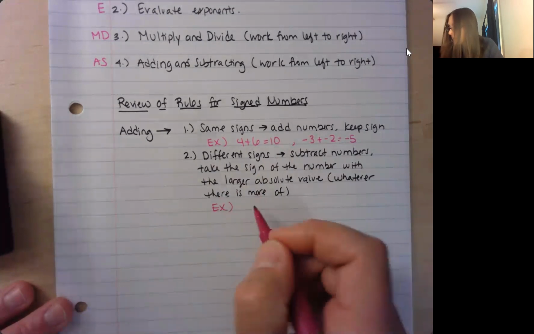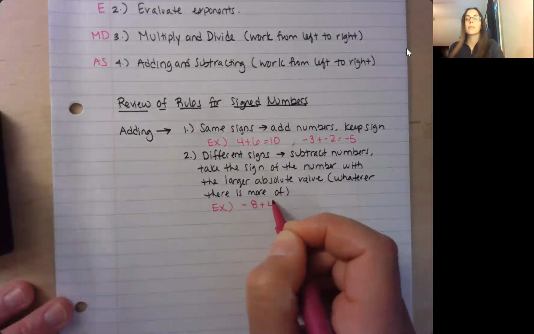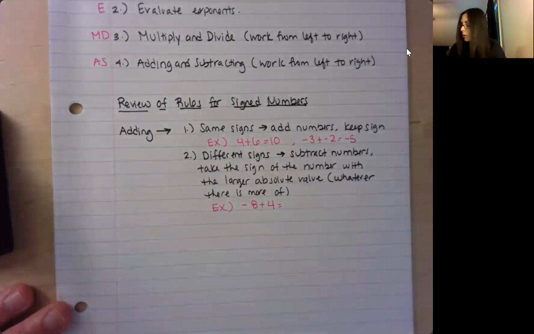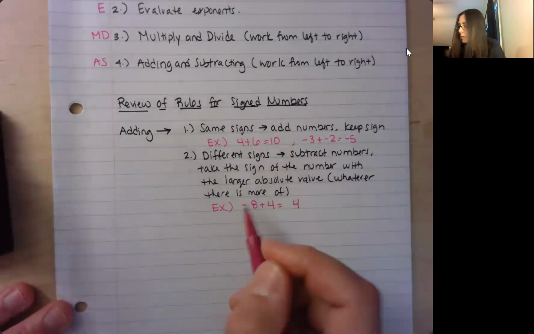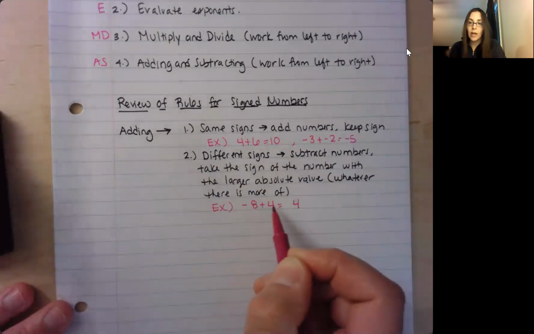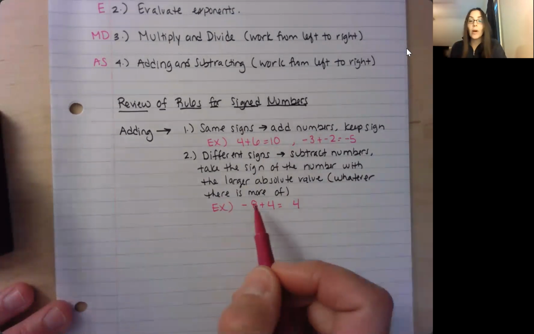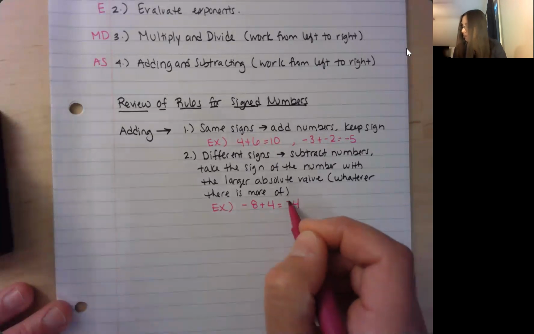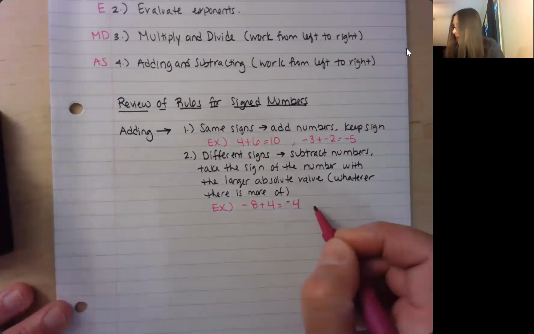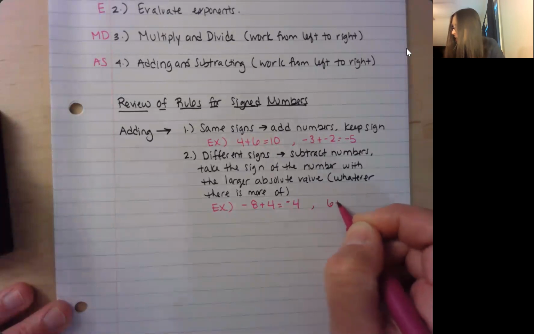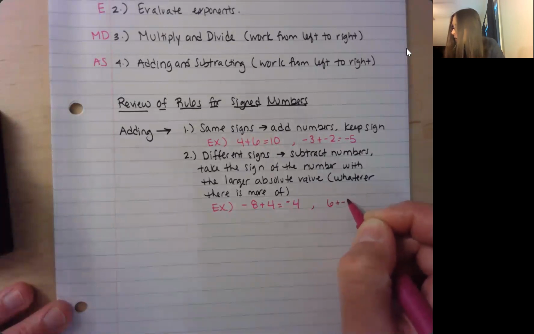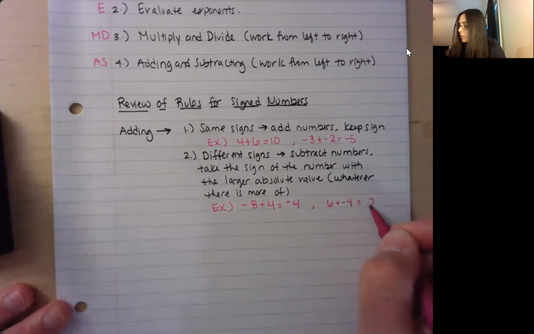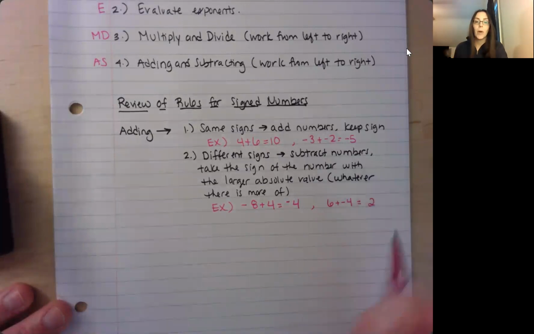Let's say you have -8 plus 4. Here I have different signs, one negative, one positive. I'm going to subtract. 8 minus 4 is just 4. And the absolute value of -8 is bigger than the absolute value of 4. So what happens is there are more negatives, right? I have 8 negatives and only 4 positives. So this is going to stay negative. Another example, let's say I had a +6 plus a -4. Again, I have different signs, so I'm going to subtract. I get 2. Here I have 6 positives and only 4 negatives, so it's going to stay positive.